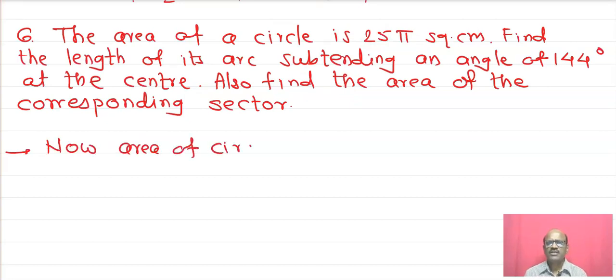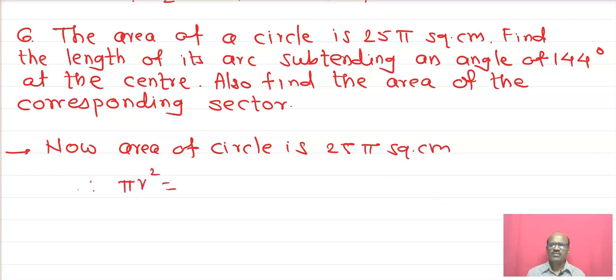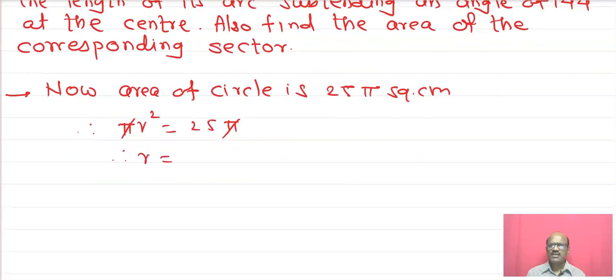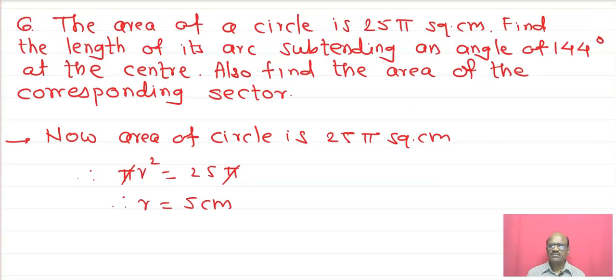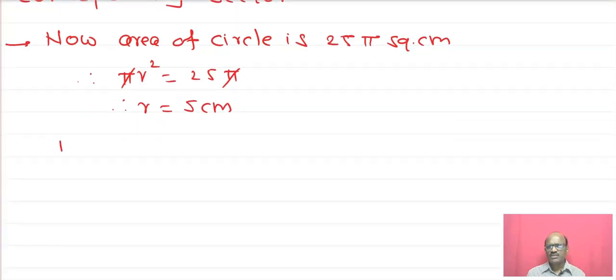The area of the circle is 25π square centimeter. Find the length of its arc subtending an angle of 144° at the center. Also find the area of the corresponding sector. That is, the area of the circle is 25π square centimeter. Therefore, the value of r is 5 centimeter.